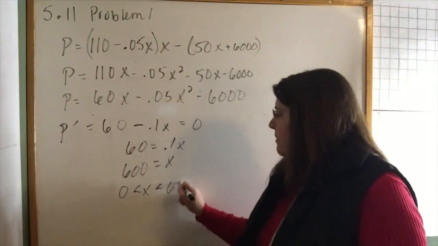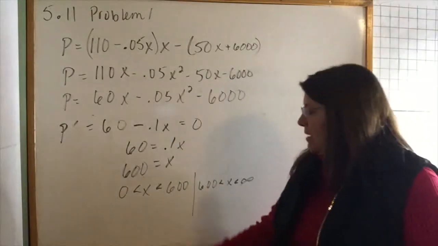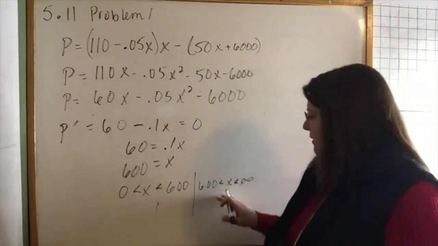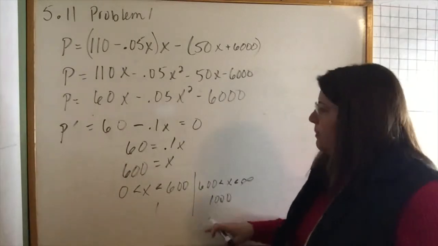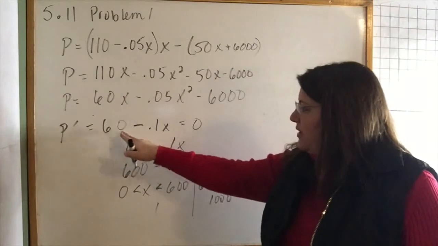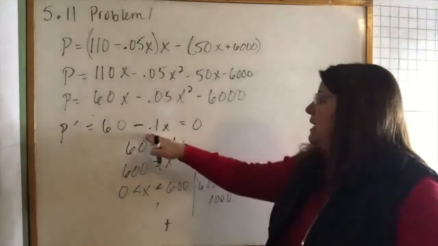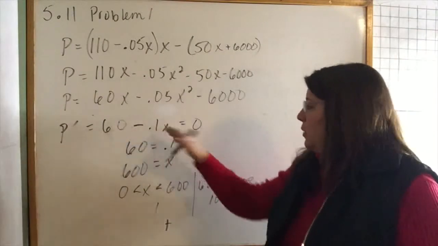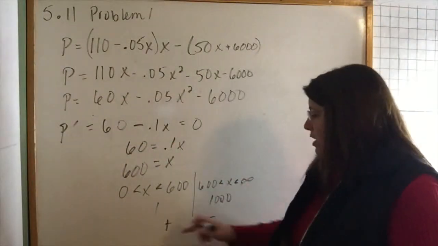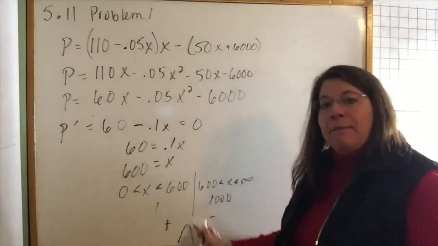And again, I could set up my intervals, and this is the last time I'm going to do this, but I could set up my intervals that way, and I could pick a value within this interval, pick a value within this interval, plug back into the derivative. If I plug 1 in here, I'll have 60 minus 0.1, which is a positive. If I plug 1,000 in, I would have 60 minus 100, which is a negative, showing me that that is, in fact, the direction for a maximum.